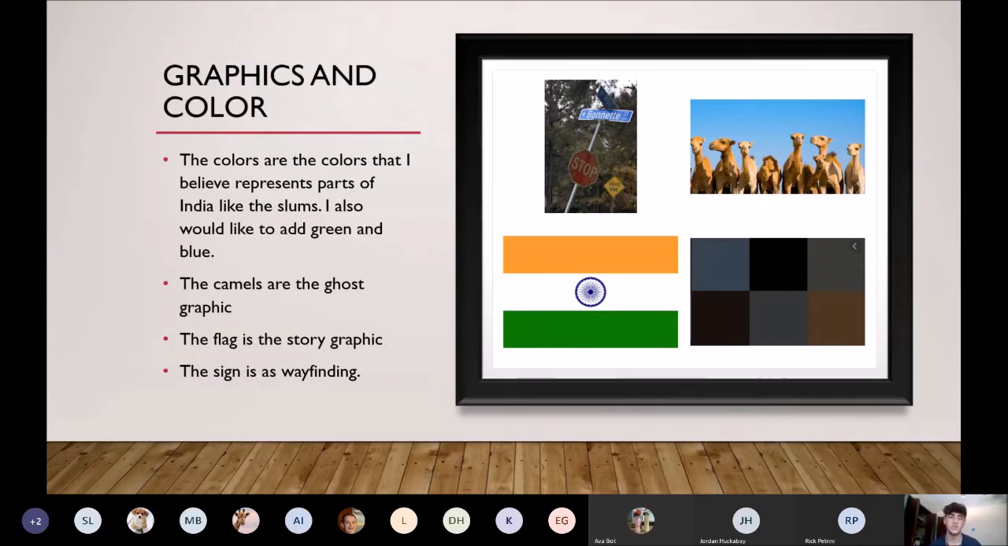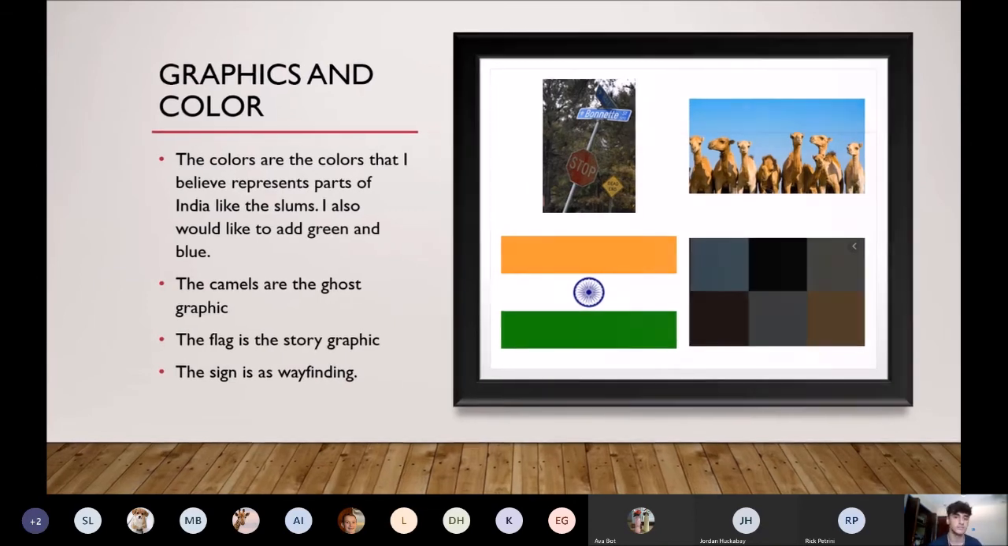And then the sign is wayfinding because it resembles the streets in India, because there's a lot of streets and a lot of roads. There's some pictures that come up after that, and it's a lot of chaos. A lot of the street signs are broken down, like that picture shows.